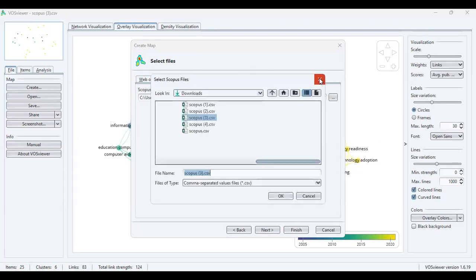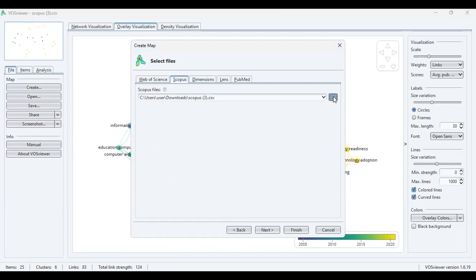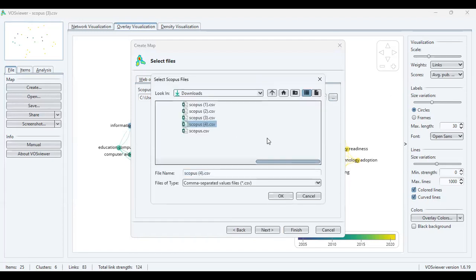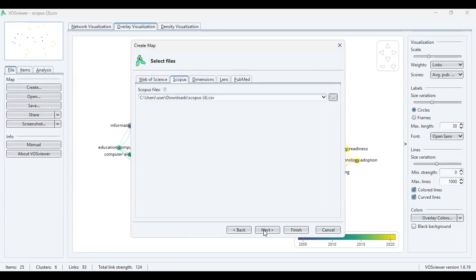Then you see these little buttons there. You are going to look for CSV, Scopus 4. That's file number 4. That's the one we just saved. And click OK. So we click Next.